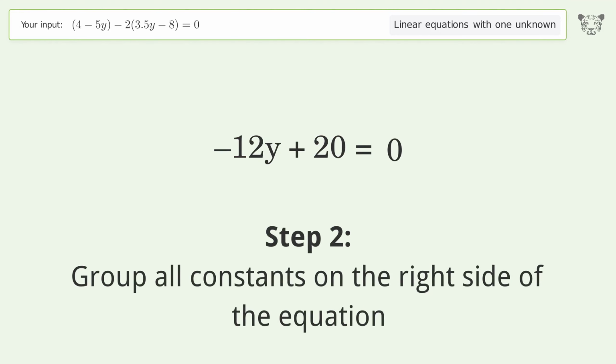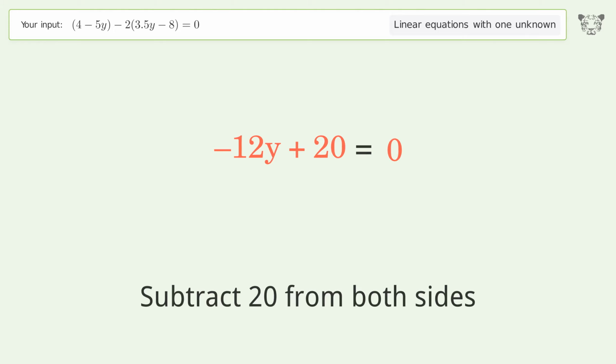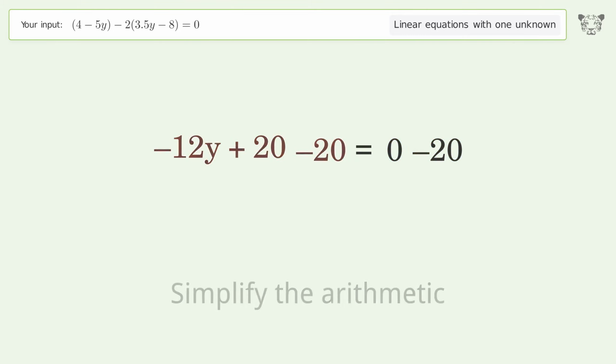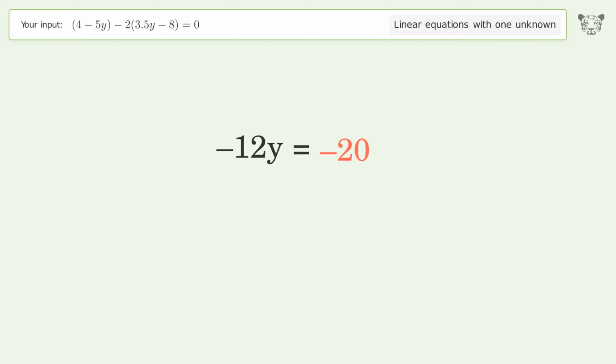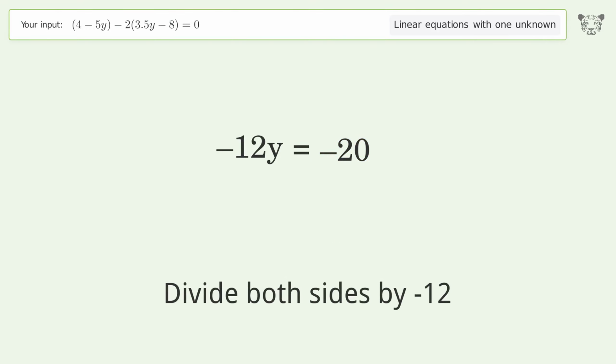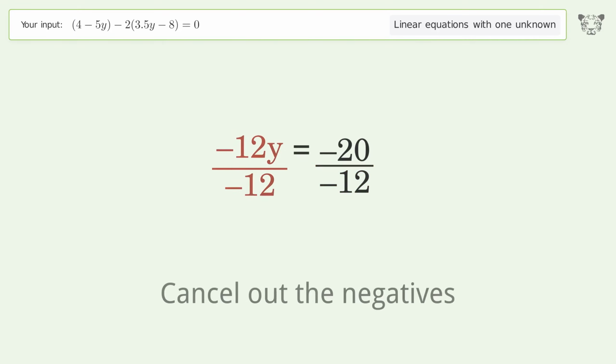Group all constants on the right side of the equation. Subtract 20 from both sides. Simplify the arithmetic. Isolate the y. Divide both sides by -12. Cancel out the negatives.